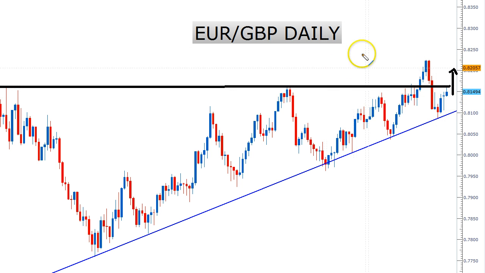But really there's no reason that this can't struggle. I mean, you can look at the last time this level was tested. It was a 4 or 5 day channel in here before it finally did break toward that 82.50 area, and so hopefully we won't have to deal with that.